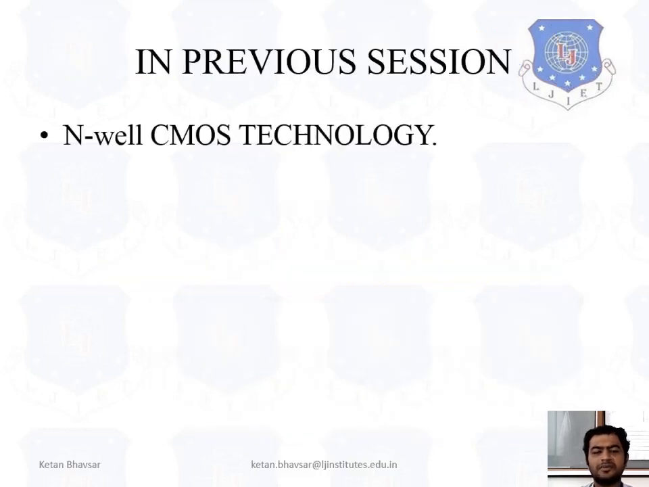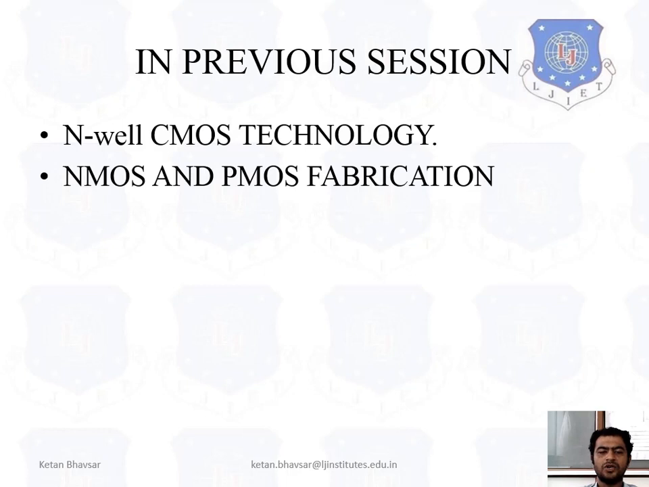In the previous session we discussed the N-well CMOS technology, how we can design an N-well CMOS. With the help of N-well CMOS you can design a CMOS, working on the combination of PMOS and NMOS structures. We also covered NMOS fabrication and PMOS fabrication with the help of MOS fabrication technology, and the design rule based concept and the lithography process. These are the methods and techniques that we already covered in chapter number 2.